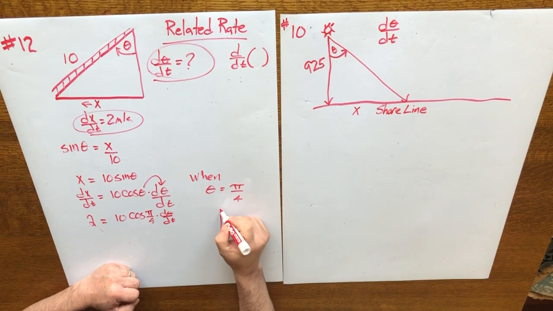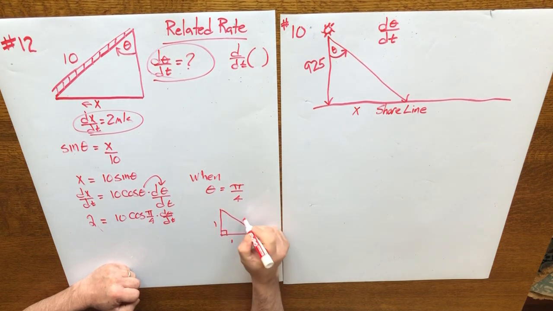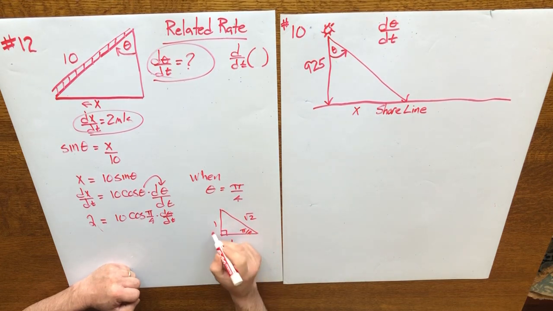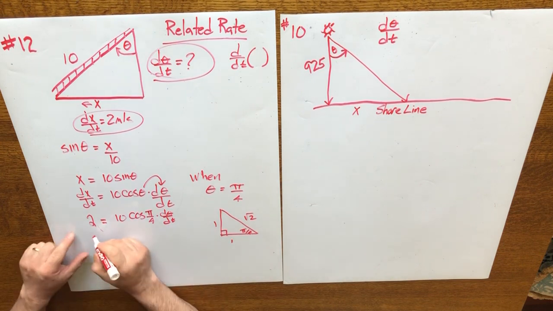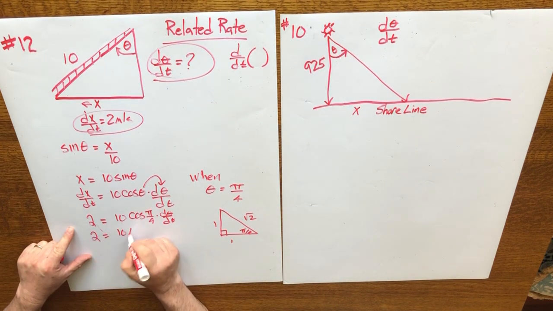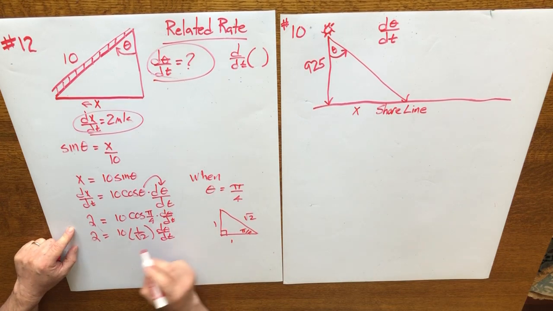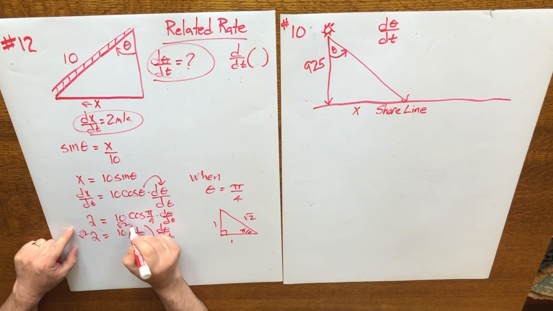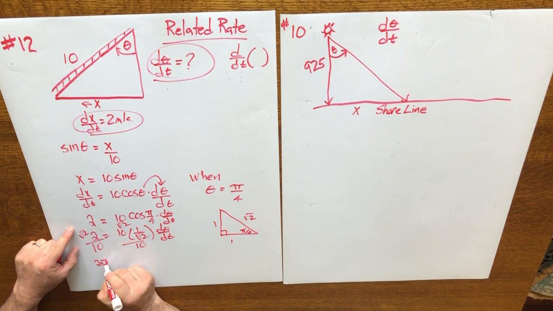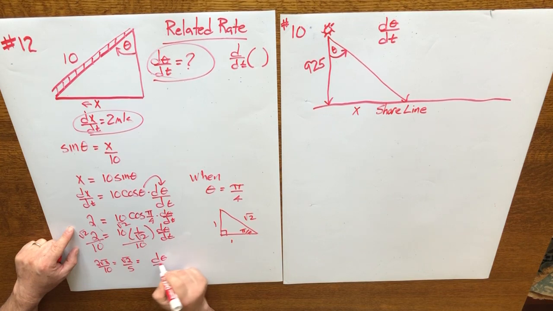Well, according to our special angle triangle, the cos of pi over 4 is 1 over root 2. So 2 is equal to 10 times 1 over root 2 times d theta over dt. So we're going to take and multiply both sides by root 2 and divide both sides by 10, and we'll get 2 root 2 over 10, which is equal to root 2 over 5, and that's d theta over dt.